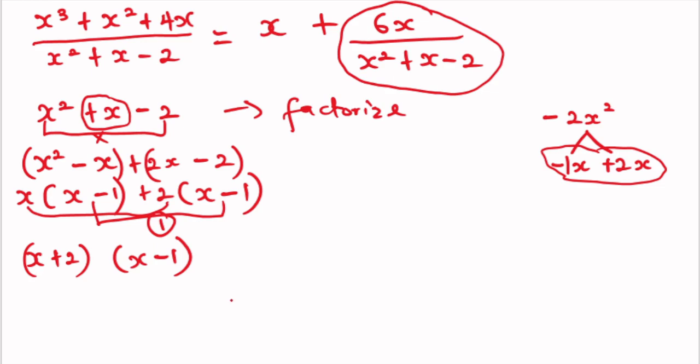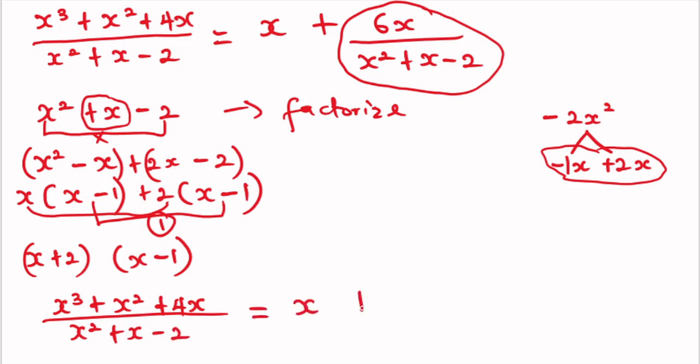So now we write this question. It becomes x cubed plus x squared plus 4x over x squared plus x minus 2 equal to x plus 6x all over x plus 2 times x minus 1. So these are the distinct linear factors for this partial fraction. After we have gotten this, we now proceed to solve using the partial fraction method.